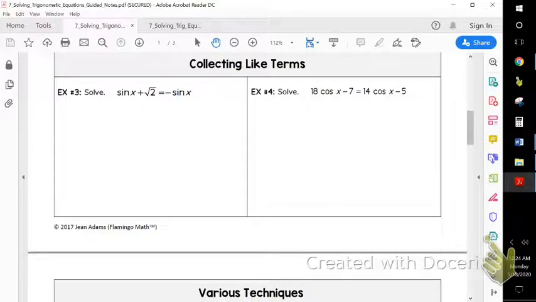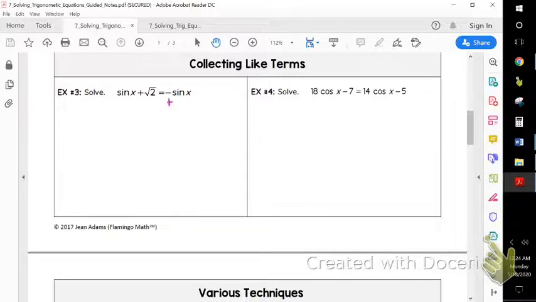All right, example 3, it tells us to solve sine of x plus the square root of 2 is equal to negative sine of x. And so we want to get sine of x by itself, but since there's two of them, we need to get them on the same side. So it doesn't matter which one we move over. I like usually my variables, my trig functions, everything on the left side.